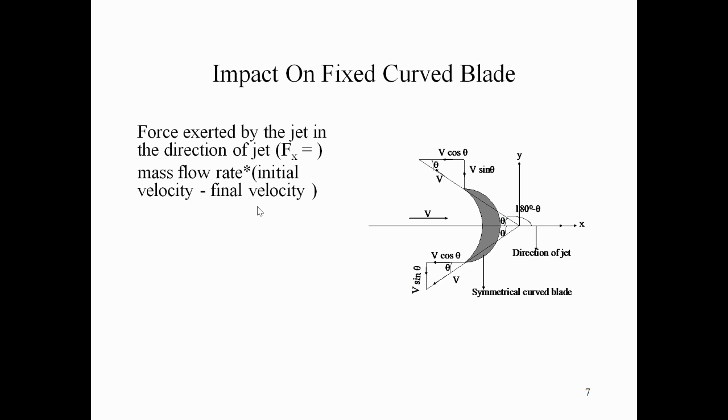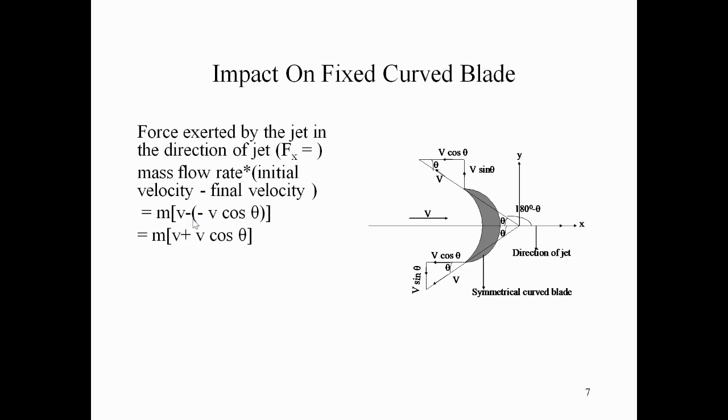In this, the direction is x. So what is the initial velocity? V. The final velocity is minus v cos theta. So already we know, from this diagram, you can see here, the mass flow rate m into the initial velocity v minus the final velocity, which is minus v cos theta. After that, by simplifying we'll get m into v.